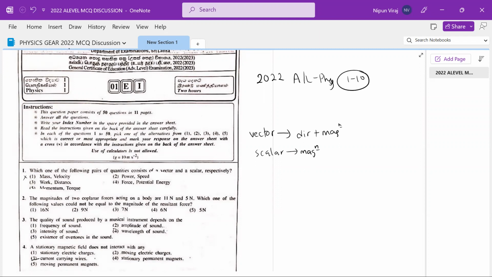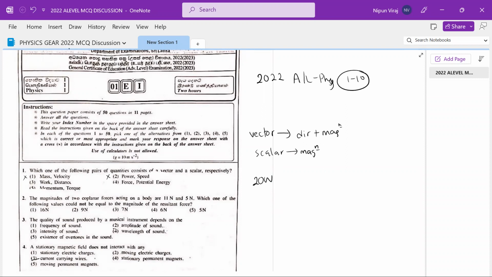If you take power, power is a scalar and speed is also a scalar. So this is also not the correct answer. Because if you take power, just like you give it 20 watts, it doesn't have a direction. You cannot say the power is 20 watts to the left or to the right. So it doesn't have a direction, so these both are scalars.